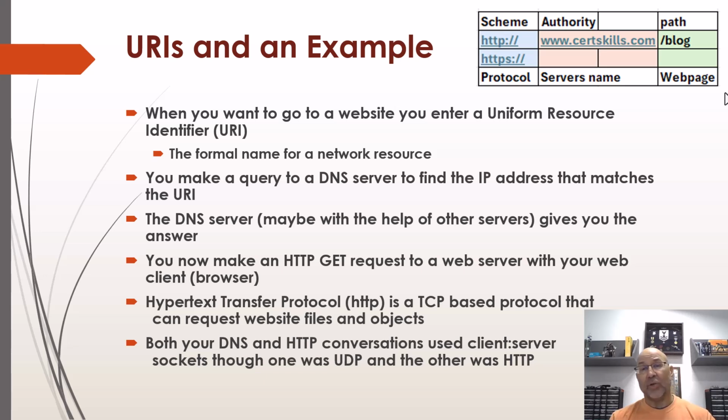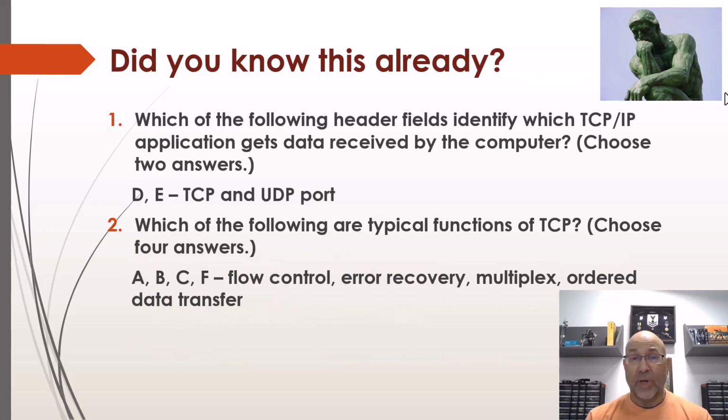So you're going to do DNS, UDP port 53, and then you're going to do HTTP port 80 or HTTPS port 443, where you actually ask for the data, and the browser, your web client, actually gives us the formatting for the data that comes down. So HTTP has its own way of organizing data. Okay, that's a lot of stuff.